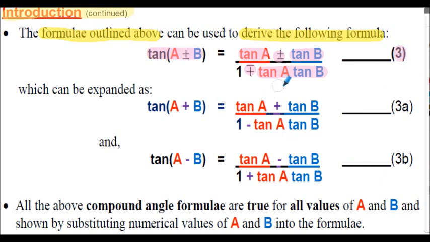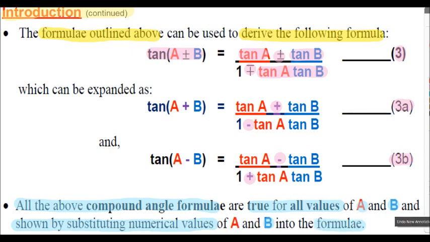And if we now account for the plus and the minus in the numerator, shown here and here, and the minus and the plus in the denominator, shown here and here, we can form formulae 3a and 3b for reference. So now all the above compound angle formulae are true for all values of A and B, and that can be shown by substituting the numerical values of A and B into the formulae. So that's an overview of the compound angle formulae we'll be using to solve the problems within this presentation.